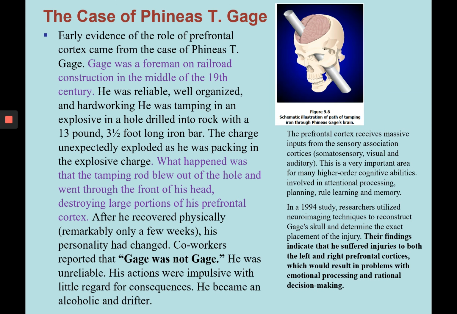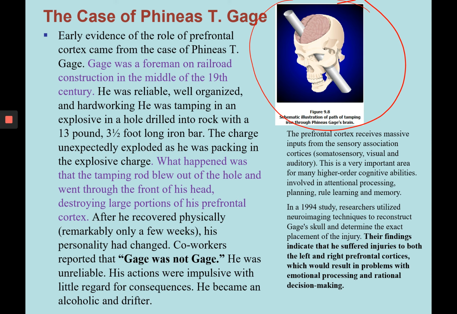A really interesting case where something happened to someone's prefrontal lobe, this anterior association area, is the case of Phineas T. Gage. And you can actually see the injury over here on the right. So basically a steel rod went through this guy's prefrontal lobe. And so it gave us a lot of information about the prefrontal cortex really early on. Of course, we've developed that further. We know more information now. But early evidence that the prefrontal cortex played a role in personality really came from this case.